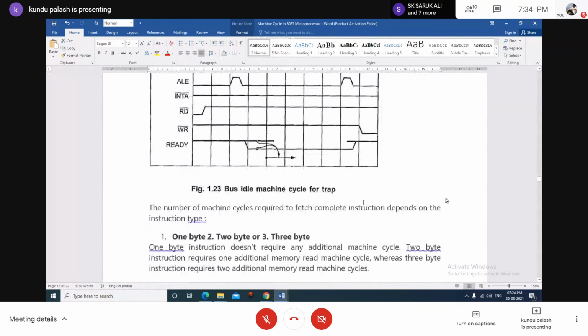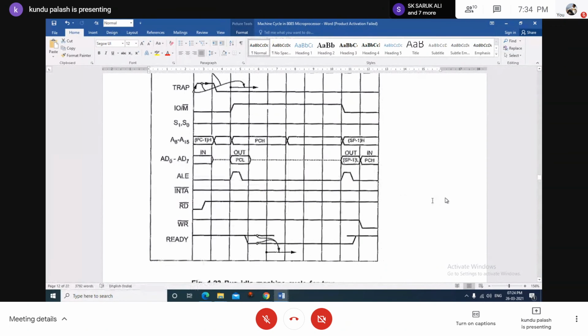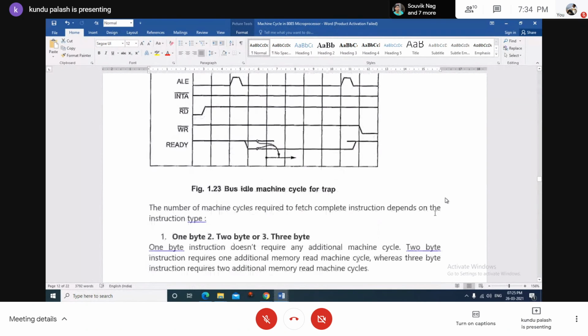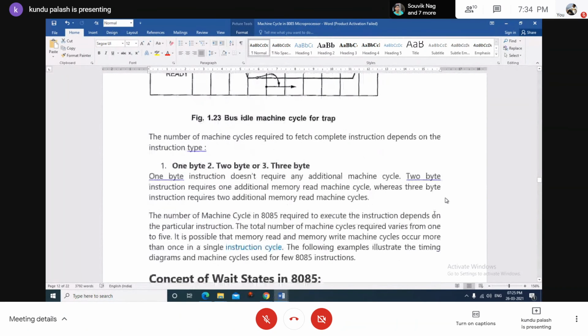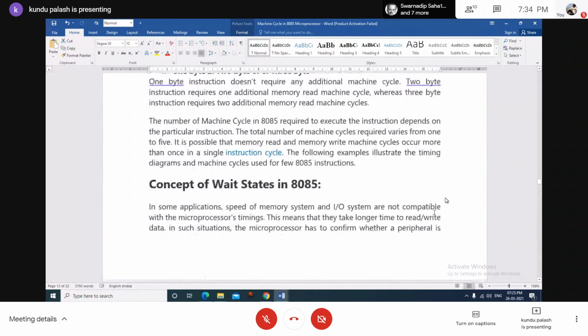So that is the meaning of the bus idle machine cycle. This is the thing. Both write bar and read bar are at inactive logic. So what is the operation of the bus idle machine cycle? That is described here.